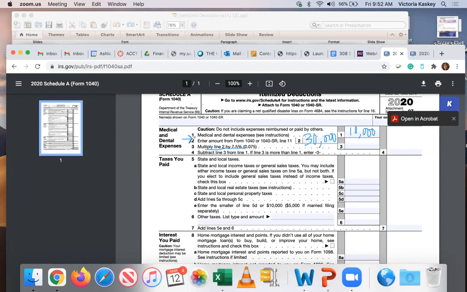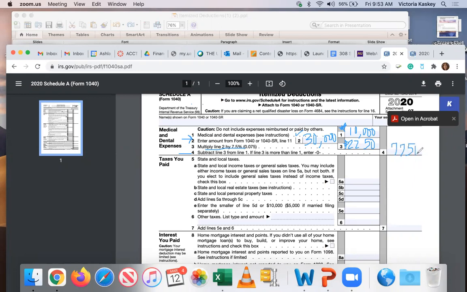And I'm going to do that now as well. I think it's 2250. It's 0.075. Yep, 2250. So we're going to put in here 2250. Stop for a minute and notice just what happened. We had line number 1, which is our total medical and dental expenses. We had line 3, which is a percentage of our AGI. Line 4 says to subtract line 3 from line 1. And that is 7750, and put that here.